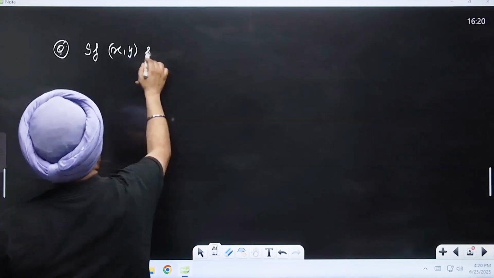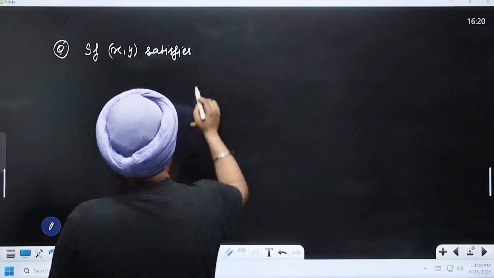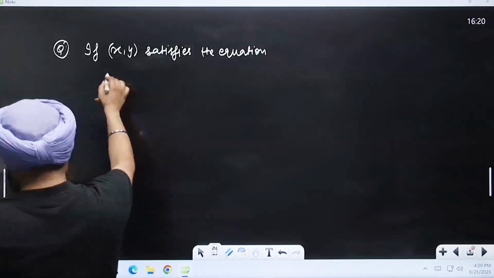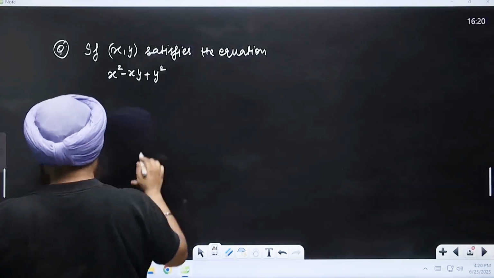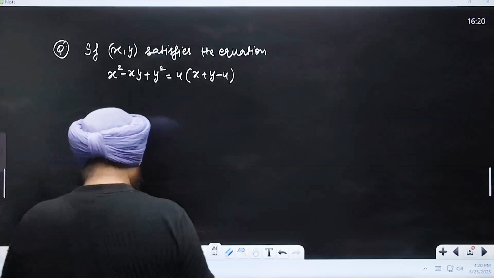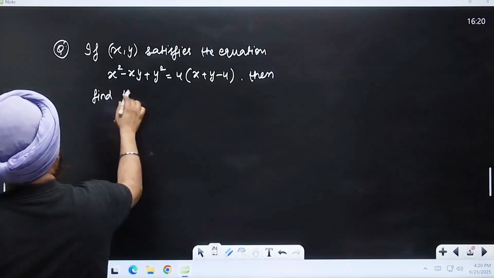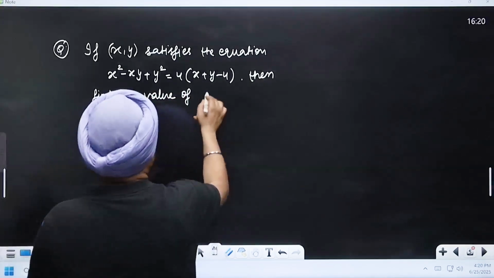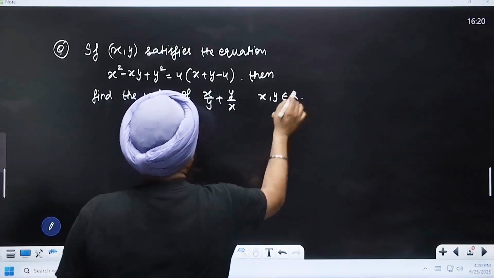If x, y satisfies x square minus xy plus y square is equal to, then find the value of, given x and y are real numbers.